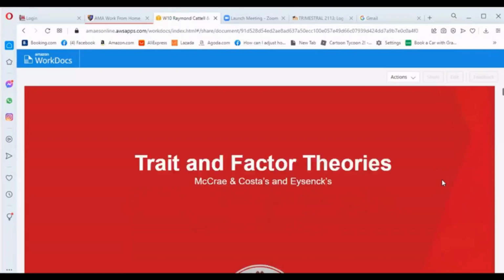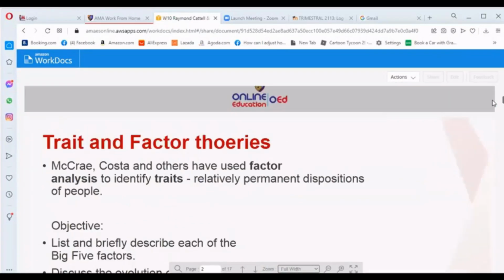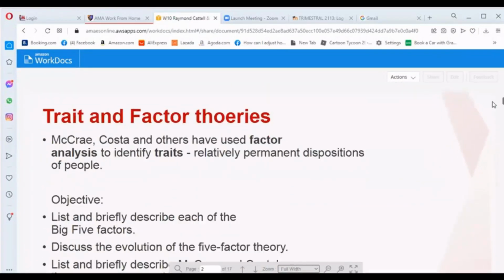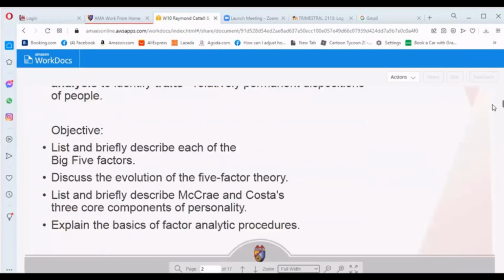Our topic for today is trait and factor theories. Under the trait and factor theories, McCrae, Costa, and others have used factor analysis to identify traits and relatively permanent dispositions of people. Under this module, the objective is, first, to list and briefly describe each of the big 5 factors. Second, discuss the evolution of the 5-factor theory.